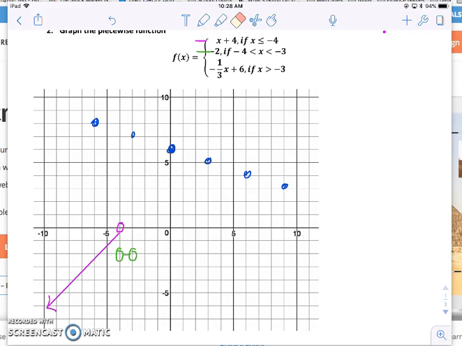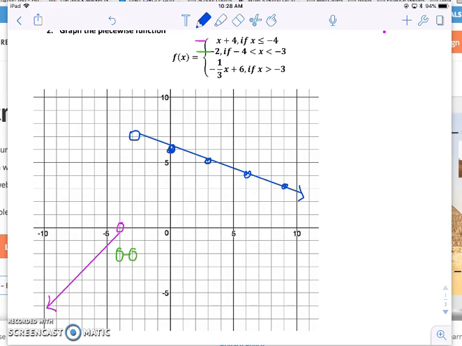So we would go here. Here's -3. Put an open circle, and we want it when it is greater. And then we can go and erase this dot.